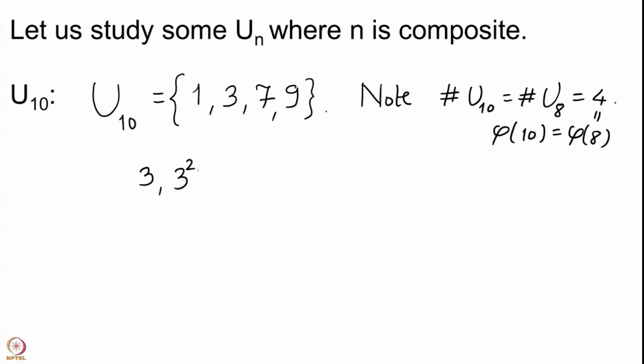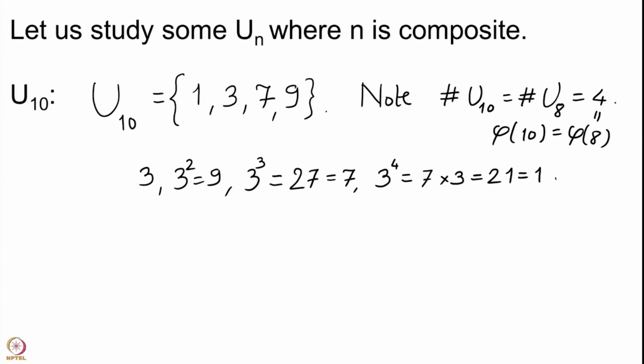So, 3 square is 9, 3 cube is 27, which is 7 because we are working modulo 10, and then 3 raised to 4 is 7 into 3, this is 21 and therefore this is 1. So, the order of 3 in this group is 4, and so we get that U10 is isomorphic to C4.